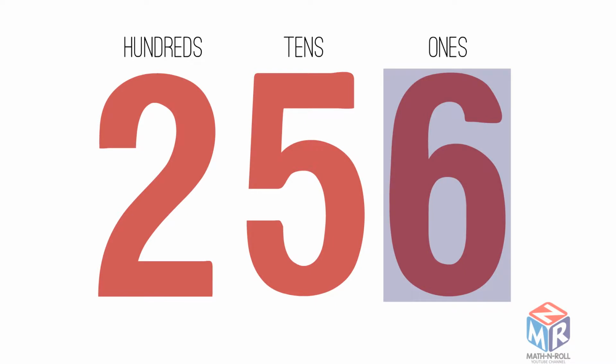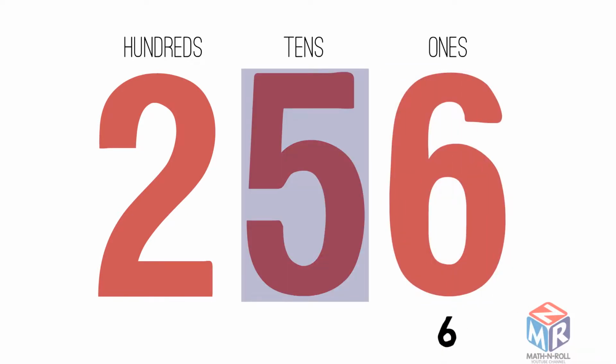Then we move to the left side. The first number you bump into will be the tens place. The tens place has numbers ranging from 10 to 90. However, if you see a 5 in the tens place, it does not mean that it's a 5. It means that it's 5 tens, or 50.